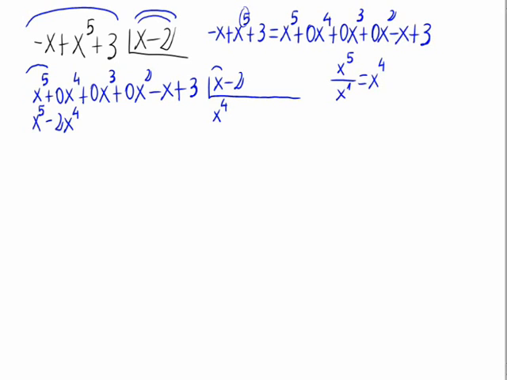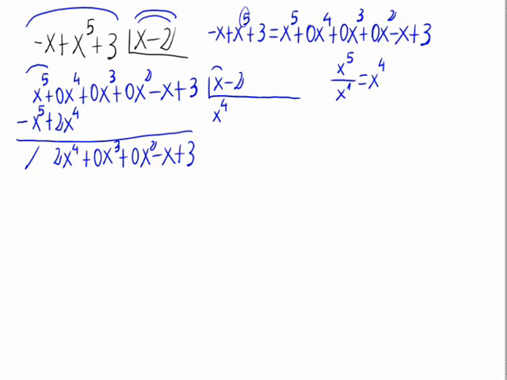Once we've done this, what we have to do is change the sign of every term we've obtained by multiplying the x to the fourth, the quotient, times the divisor, and that would be minus x to the fifth plus 2x to the fourth. And now let's add these two polynomials. X to the fifth minus x to the fifth, 0. 2x to the fourth plus 0x cubed, plus 0x squared minus x plus 3.